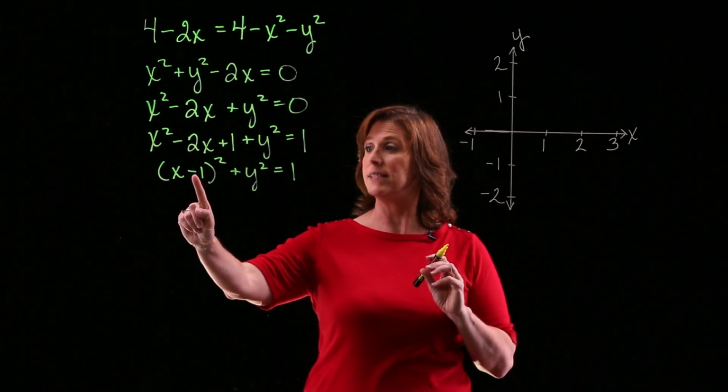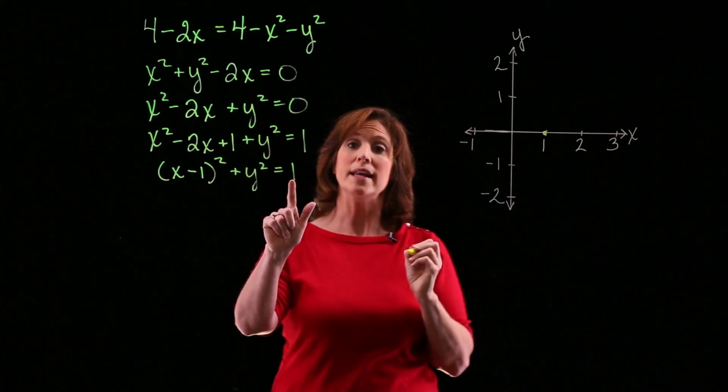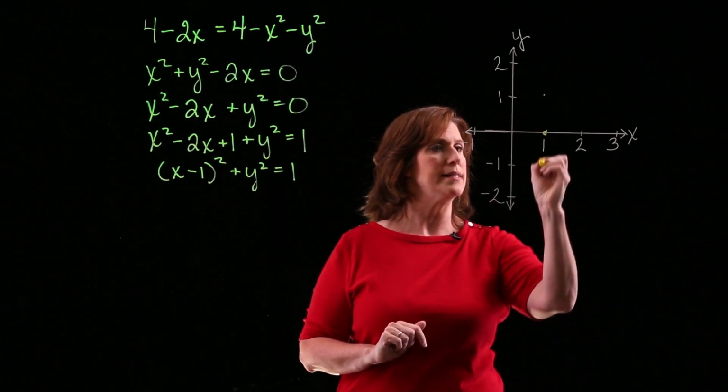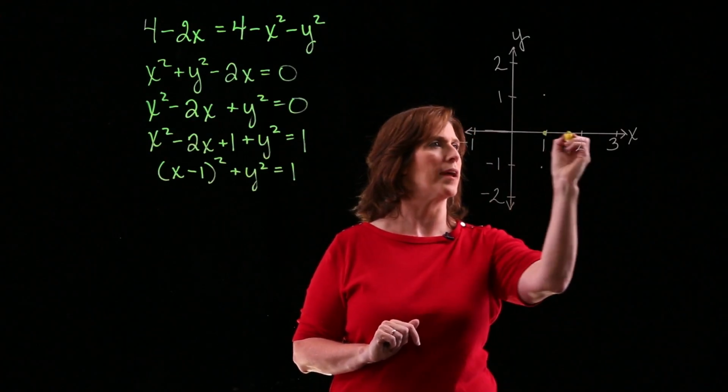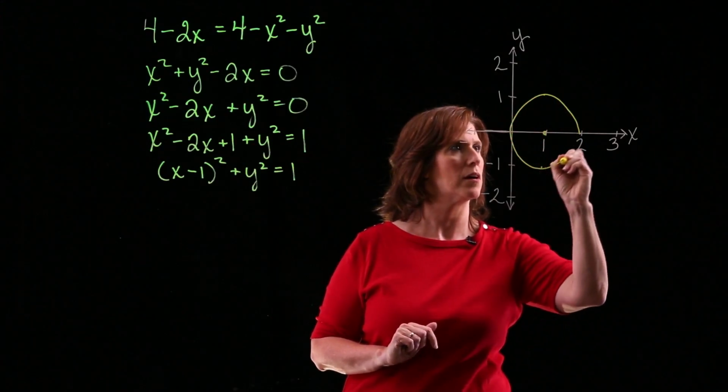This will be a circle whose center is at (1, 0). So that's right here. And I know that the radius is 1. So I'll move up and down 1 unit and left and right 1 unit to help me draw in my circle.